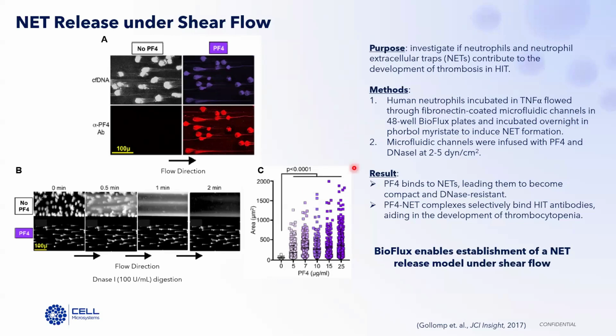Panels B and C confirmed this hypothesis. When DNase is applied in the absence of PF4, NETs were eliminated, and the opposite happened when NETs were treated with PF4. This resistance to NET degradation might underlie the hypercoagulable state present in HIT. This is a great example of how the bioflux supports modeling diverse hemodynamic processes, including NET formation, which is increasingly recognized as a key player in inflammatory and thrombotic disease.